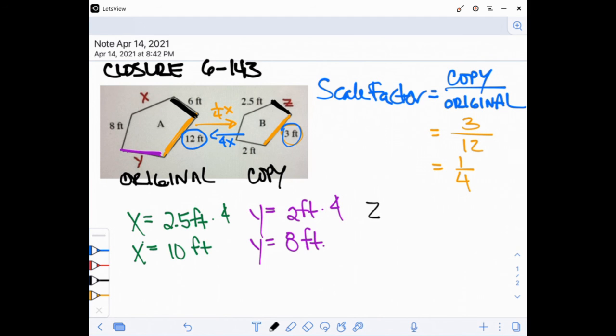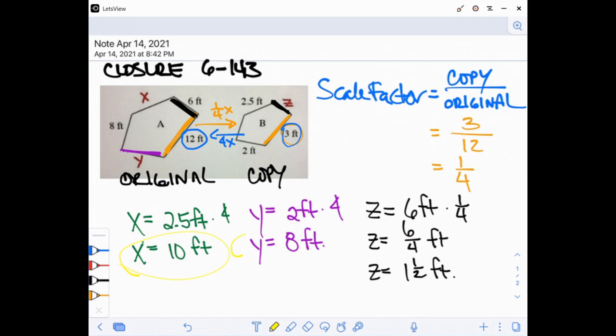So if we're looking for side Z, the original side was 6 feet. And it's a quarter of that. So times 1/4. Well, that means Z equals 6/4 feet. And then let's turn that into a mixed fraction. That is 1.5 feet. Okay. So that's how we can find the missing sides. X is 10 feet, Y is 8 feet, Z is 1.5 feet. And the scale factor from original to copy, or A to B, is 1/4.